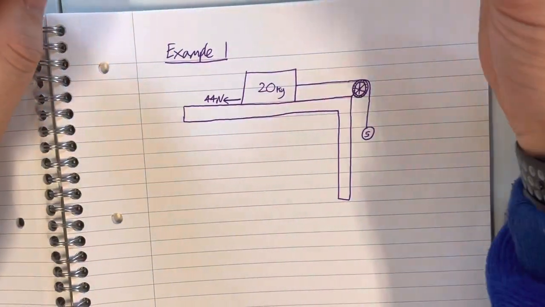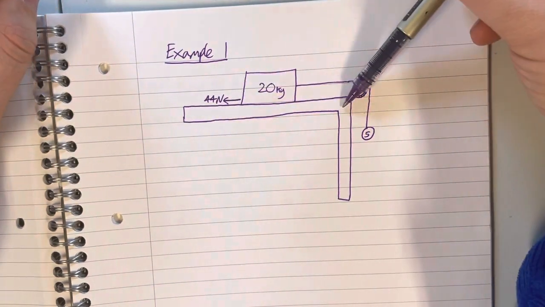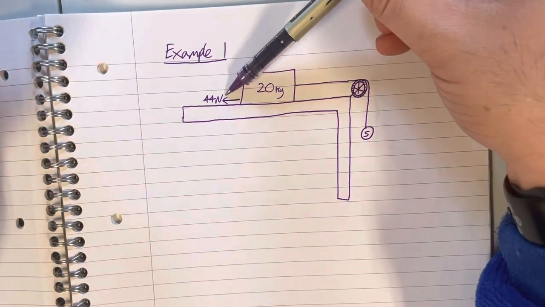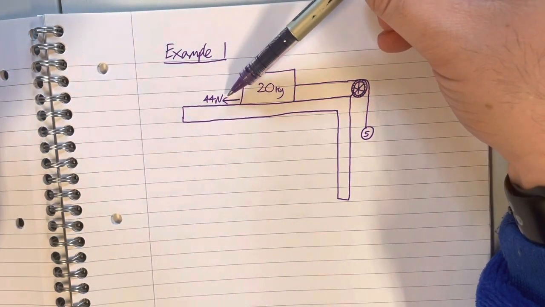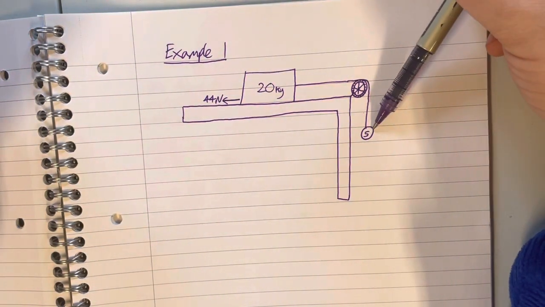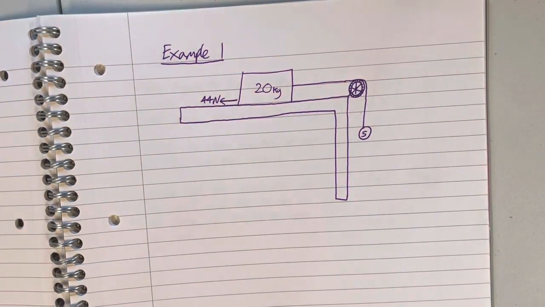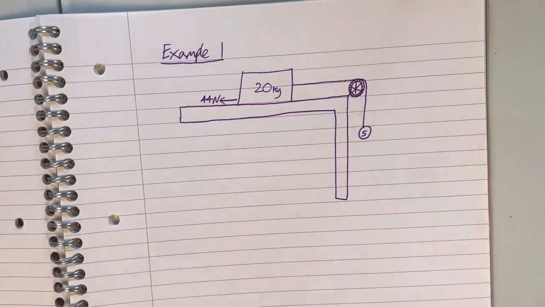So here I've got part of a table, and there's a 20 kilogram mass on the table, and there's a 44 Newton resistance to that mass, and then I've got this 5 kilogram mass hanging over a pulley. Okay. So my question is, well, is this system moving? All right, let's just have a look.